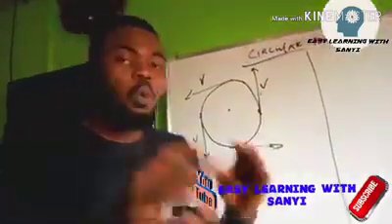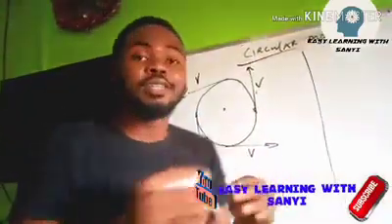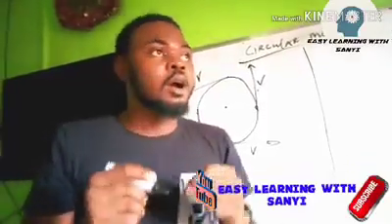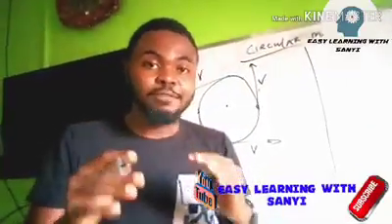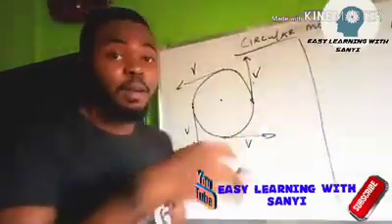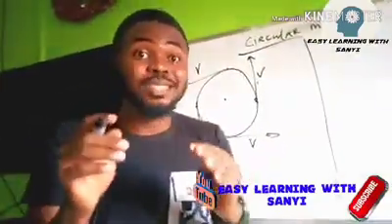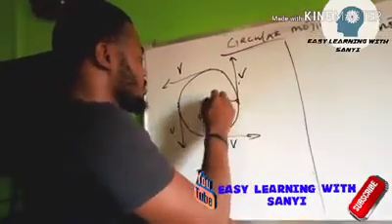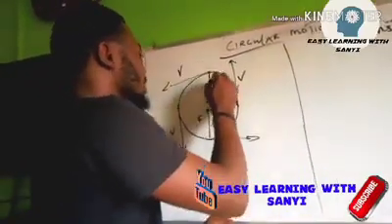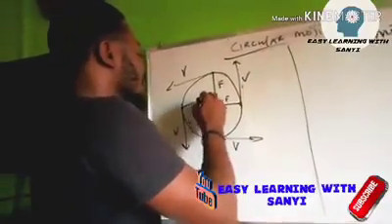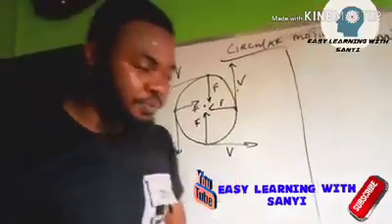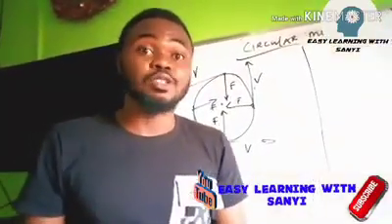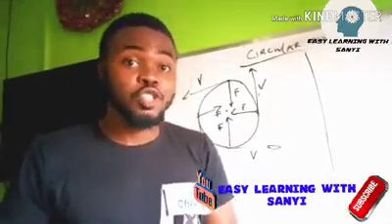Now, what keeps this body moving around this circular path without falling off is the centripetal force. The centripetal force is a force that keeps a body moving around a circular path without falling off. And the centripetal force is always acting towards the center of the circle. So this is centripetal force F. It always acts towards the center of this circle. Now, the opposite of centripetal force is the centrifugal force.